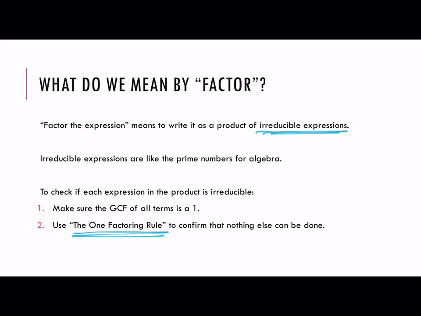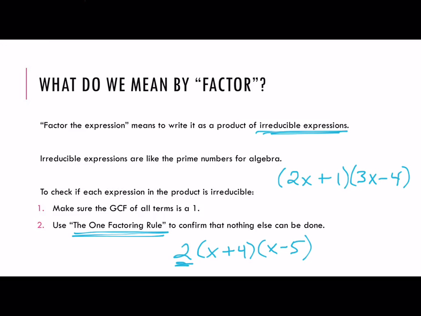You're going to have answers that look something like maybe 2 times x plus 4 times x minus 5. So you'll have like two binomials and maybe a number out front. We might end up with just two binomials, so like 2x plus 1 times 3x minus 4. And then it's also possible that we can use this one factoring rule and decide that the quadratic expression can't be factored. So let me give you an example.